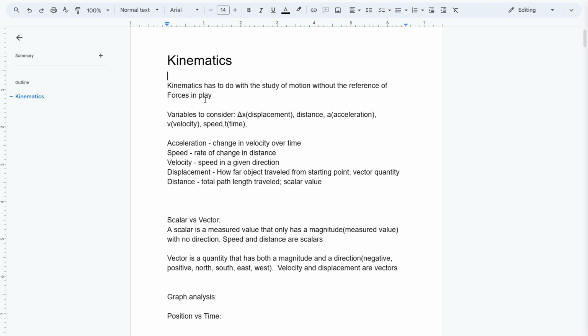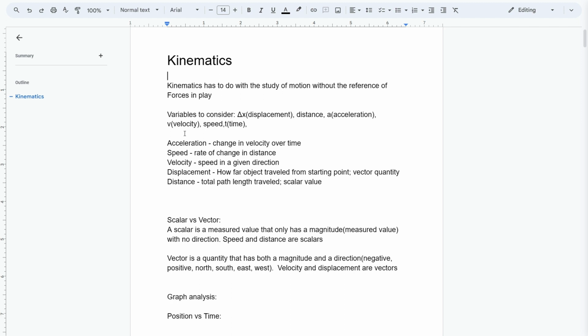So acceleration is the change in velocity over time. Speed is the rate of change in distance. And velocity is speed in a given direction, or it can also be the displacement over time, so rate of change in displacement. And displacement is how far an object travels from the starting point, and the distance is the total path length traveled. So we'll be taking a closer look at these when I do some example problems later on in the video.